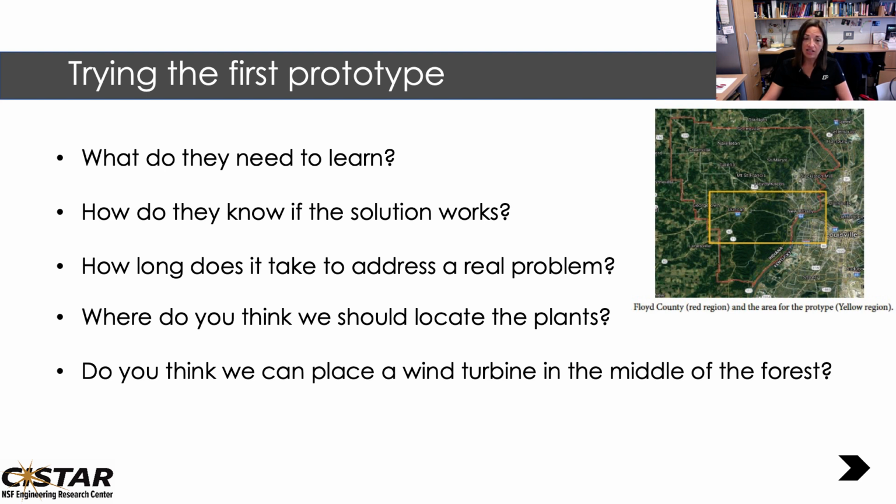Emphasize to the students that this initial prototype doesn't need to be perfect. The focus here is on where and how many generating plants they should place in their system. For that, ask pertinent questions that will help them reflect on these important points. You can ask, where do you think we should locate the plants? Do you think we can place a wind turbine in the middle of the forest?